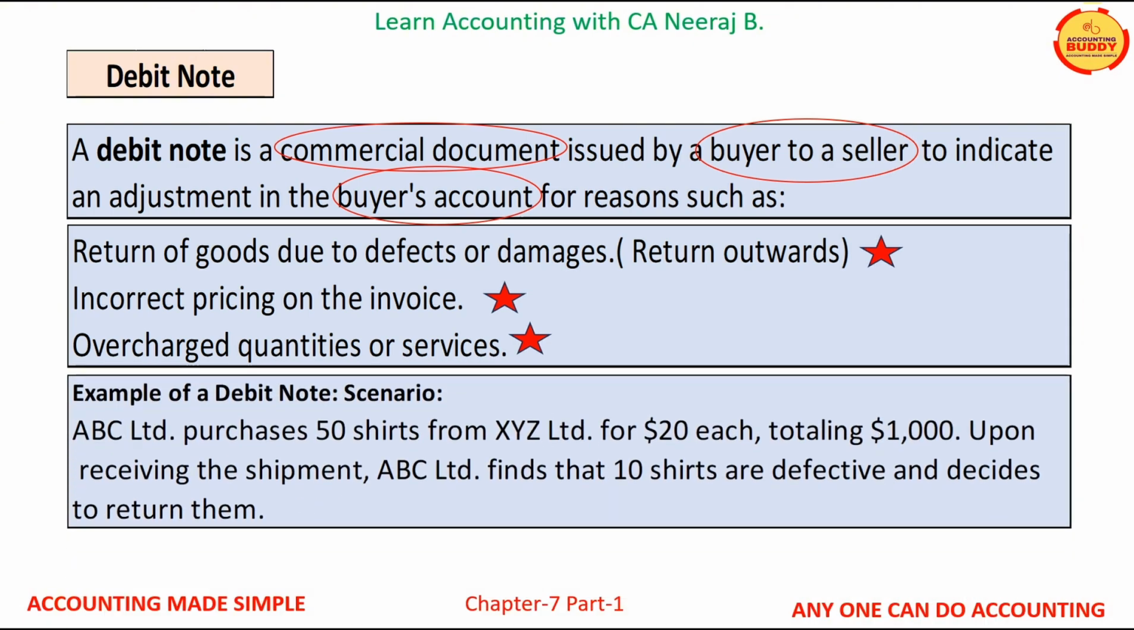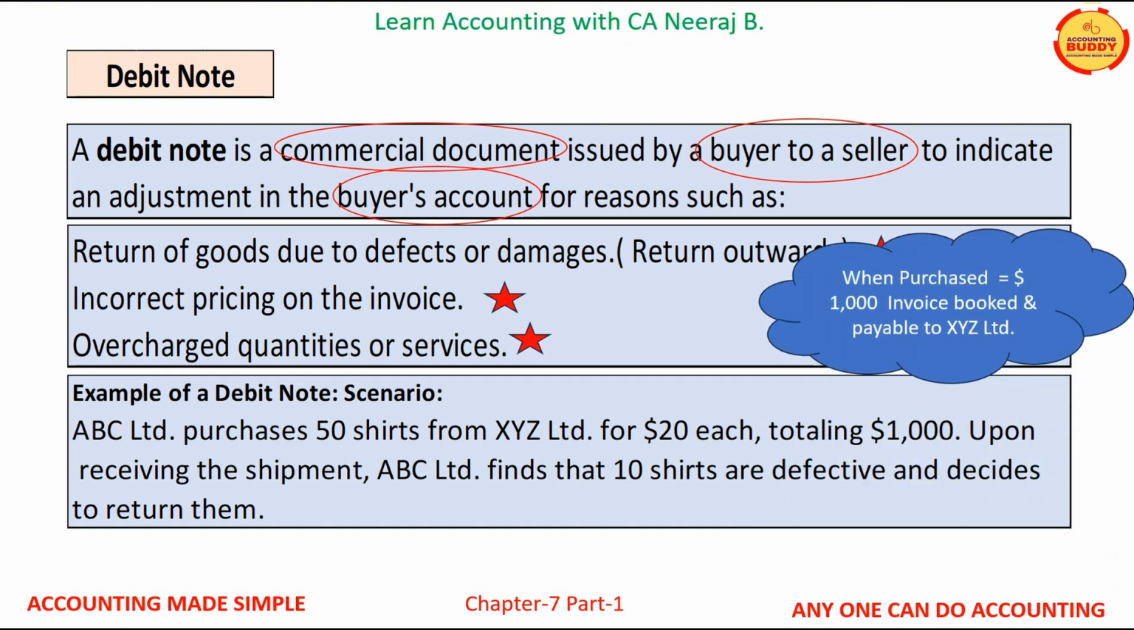ABC Limited purchases 50 shirts from XYZ Limited for $20 each, totaling to $1,000. Upon receiving the shipment, ABC Limited finds that 10 shirts are defective and decides to return them. Now, if we analyze this transaction, initially 50 shirts were purchased for $1,000 on credit. The invoice was booked for $1,000 and $1,000 was payable to XYZ Limited.